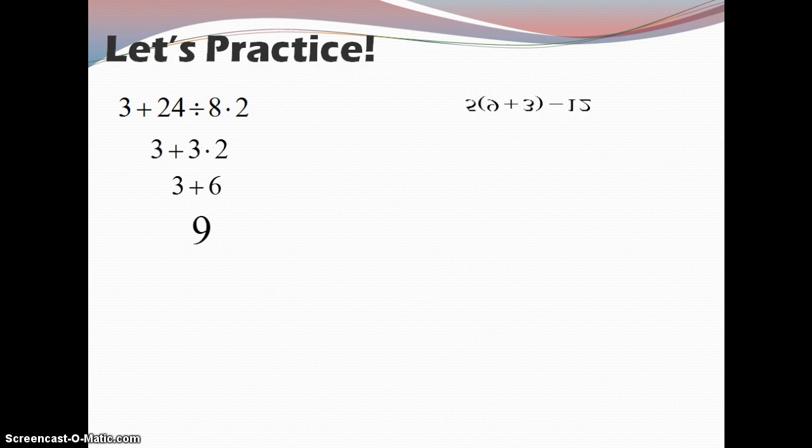Next problem. We have 5 times the quantity of 9 plus 3, minus 12. So, order of operations, first thing I need to look for is parentheses. Do I see parentheses? I do. I need to take care of this 9 plus 3. 9 plus 3 is 12. I'm going to go ahead and simplify that down.